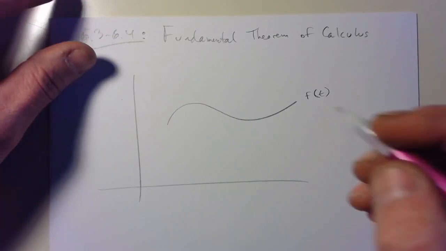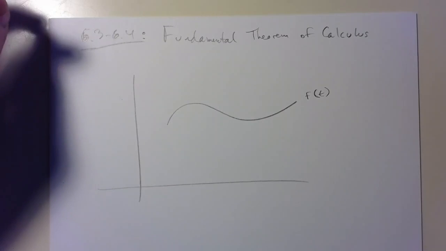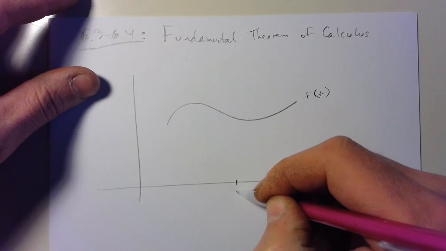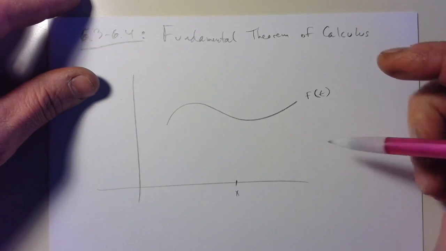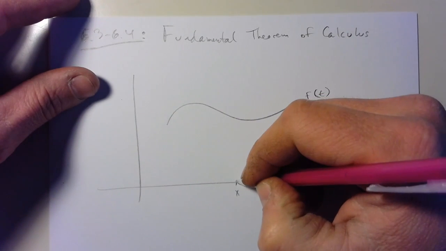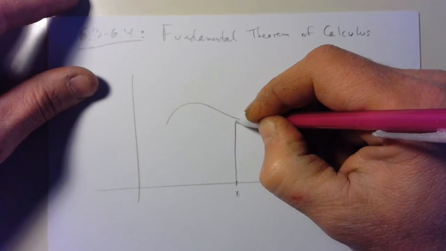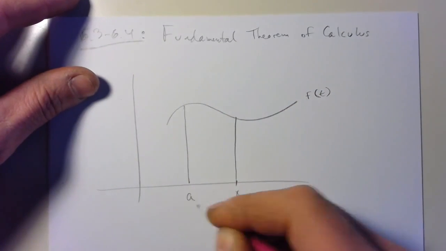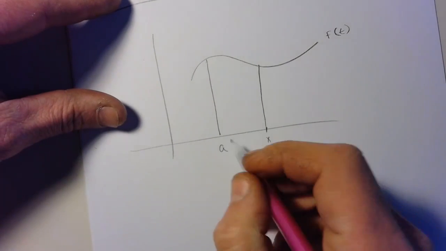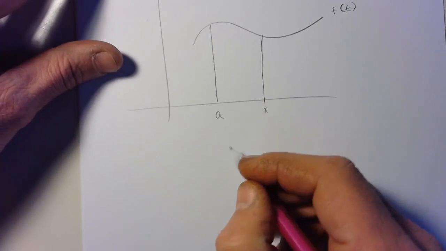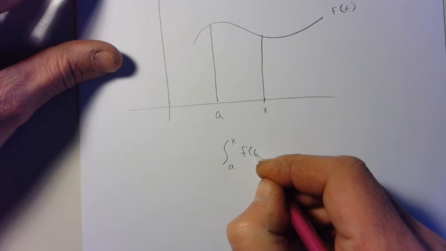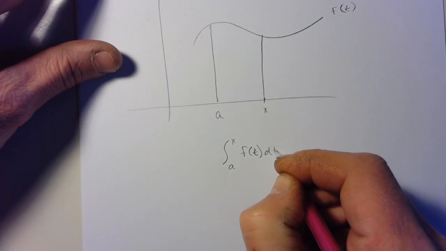The reason we make t the variable is that we're going to use x as the upper bound. So if we are looking at the area, let's start at some lower bound, right here at a. If we're going to say what's the area of this shape, well, we've already talked about that. That's the integral from a to x of f of t dt.